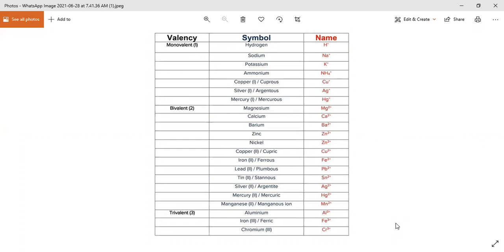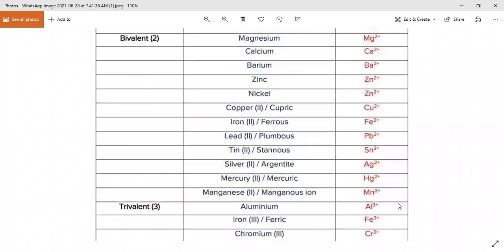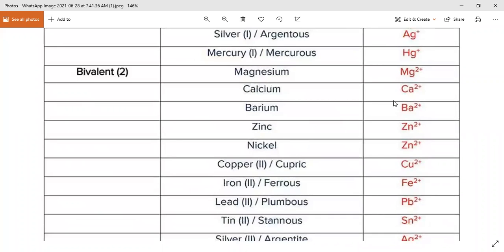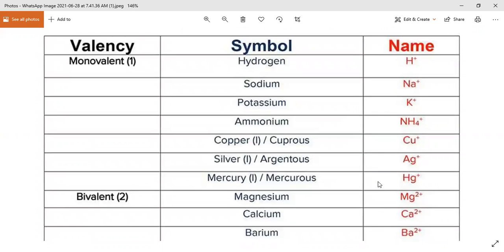If you take hydrogen, it will show +1. Sodium, it will show Na+. Potassium, K+. Ammonium, NH4+. Can you see the charges clearly? So like that you have to remember compulsorily. Hydrogen will always show +1. Sodium always will show +1. Potassium always will show +1. Ammonium always will show +1.